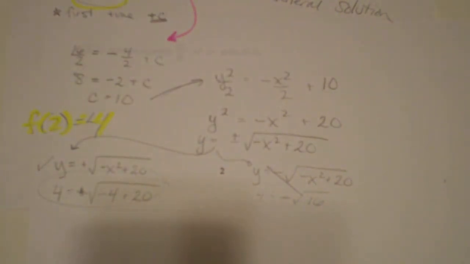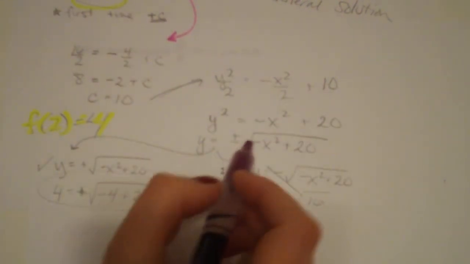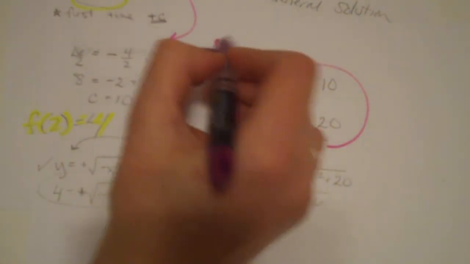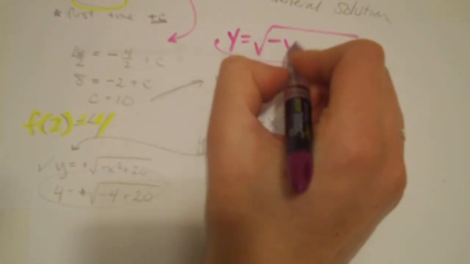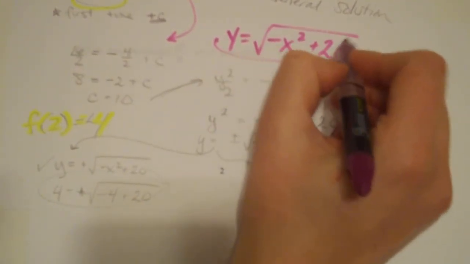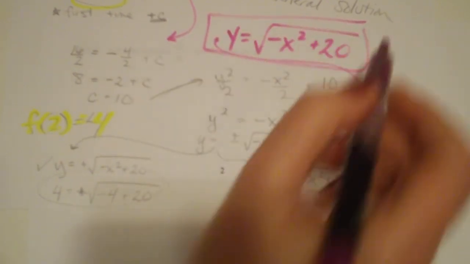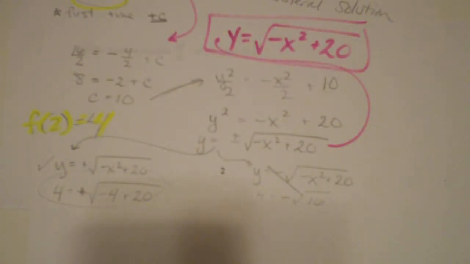So therefore, final answer, I'm going to write it up here. I want the positive version, y is equal to the square root of negative x squared plus 20. That is your final answer. It's the positive version of the radical equation. Okay? Hopefully that all makes sense.